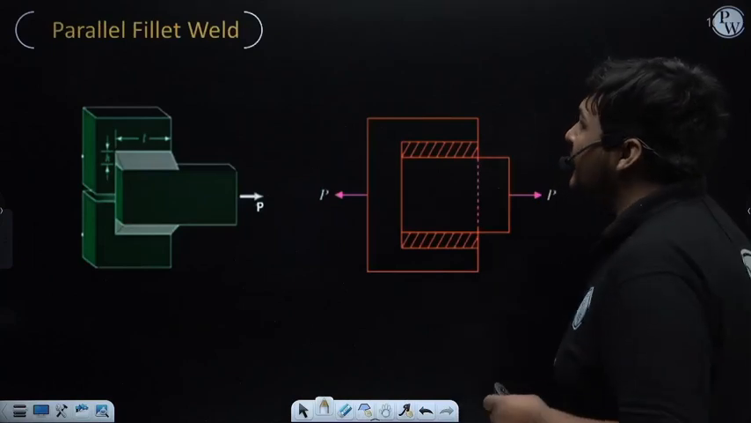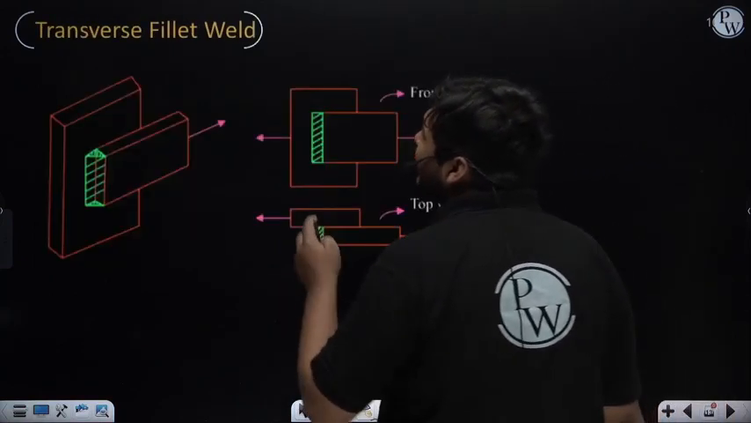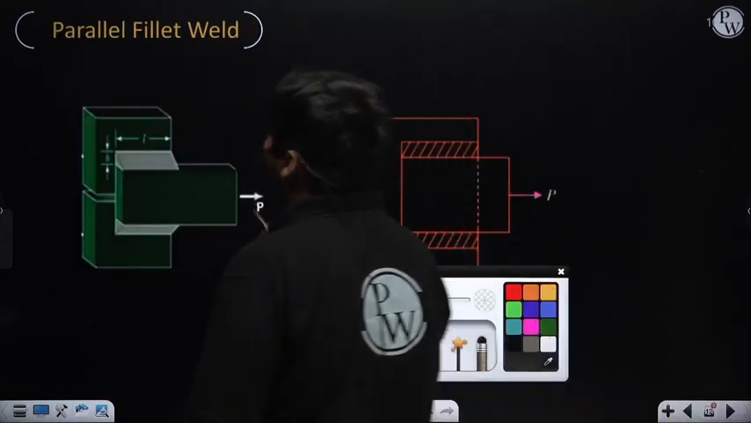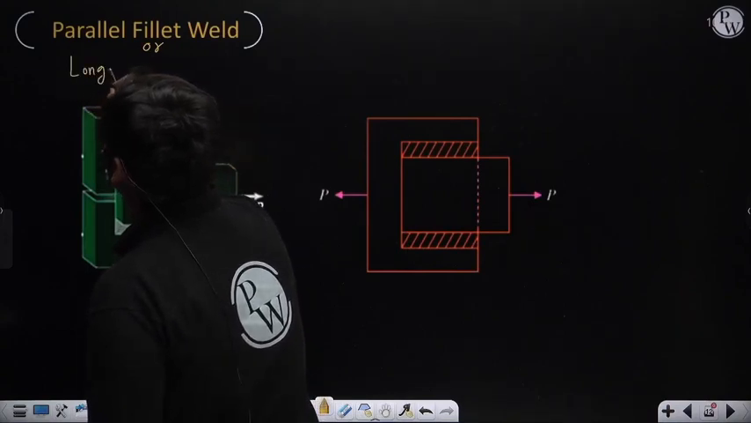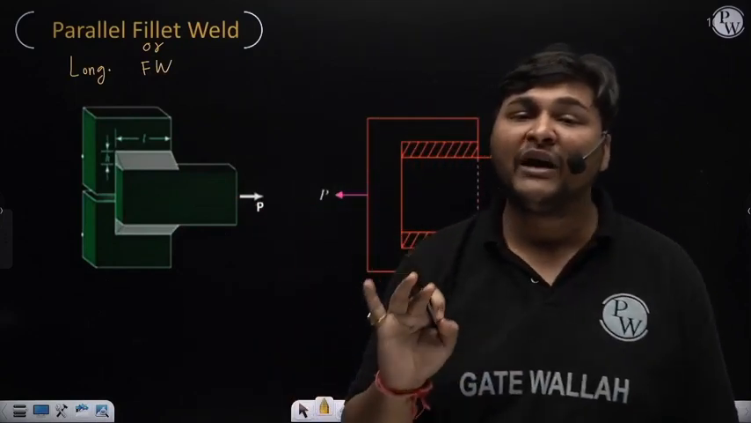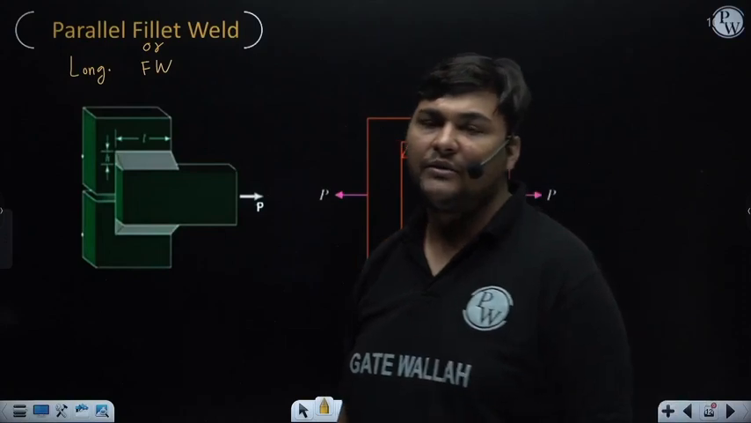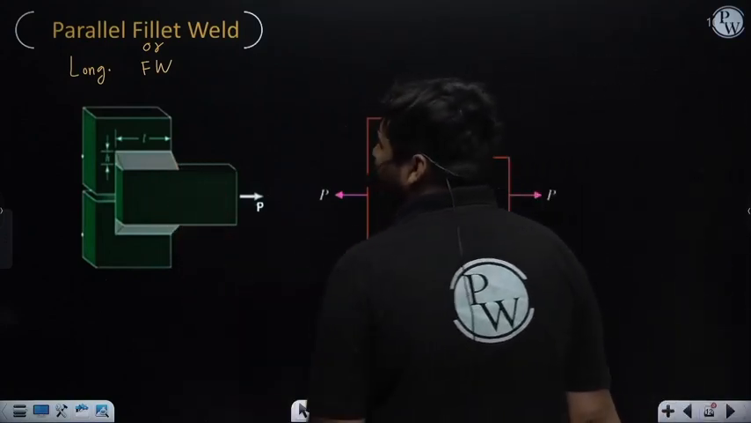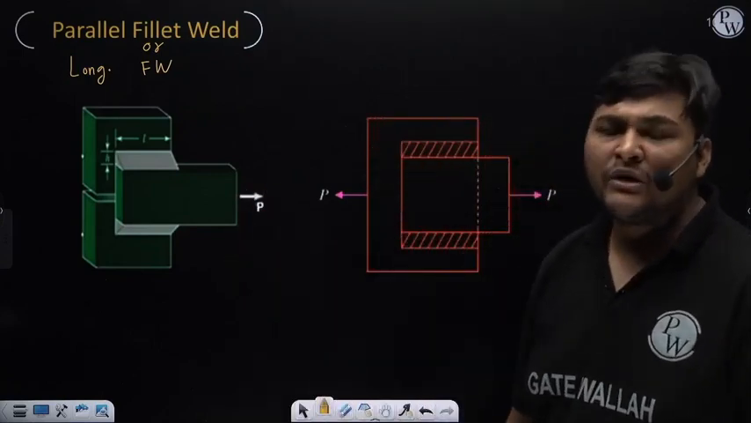Now fillet welds are further classified as parallel fillet weld and transverse fillet weld. Now what is a parallel fillet weld? A parallel fillet weld is also known as a longitudinal fillet weld. In short, I will write fillet weld as FW. Whenever I write FW, I am talking about fillet weld. Now suppose this component, which is connected by fillet weld, is subjected to an axial load P.